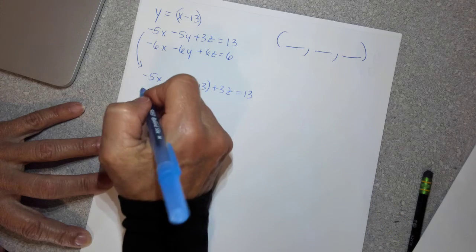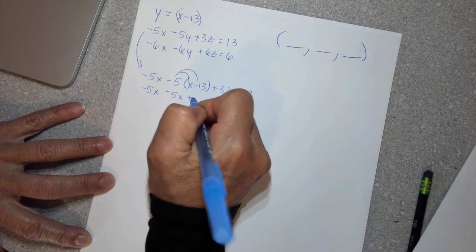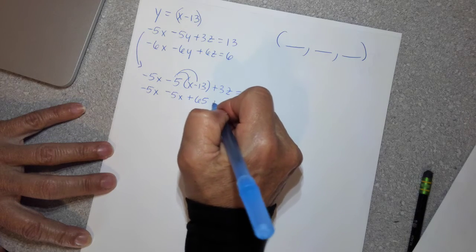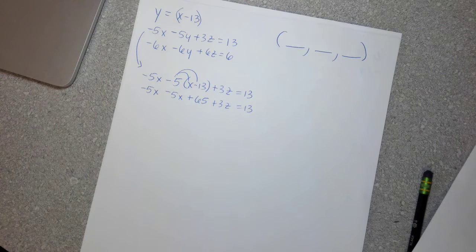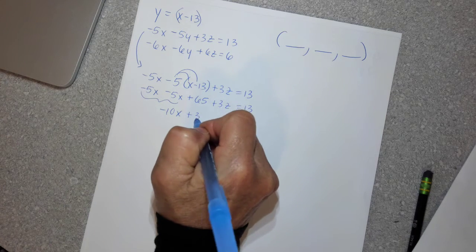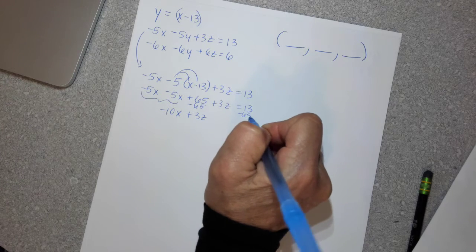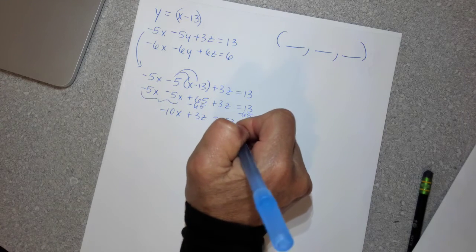So if I distribute, I'll have negative 5x. This will turn into negative 5x. This will actually turn positive, and then that'll turn into a positive 65. And then plus 3z equals 13. Okay, so I can collect some like terms, and these do not cancel out. They are going to actually turn into a negative 10x. I'm going to keep the 3z because it's a variable, but I'm going to move this over by subtraction. So if I take 13 and I subtract 65, I'm going to land at a negative 52.